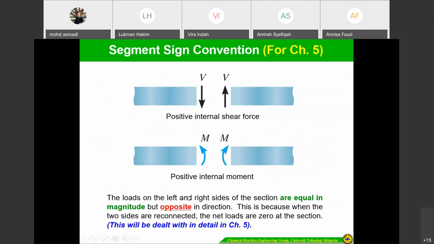The loads on the left and right side of the section are equal in magnitude but opposite in direction. This is because when the two sides are reconnected, the net load is zero at the section. So if you cut, this one is positive, this one is negative. When you connect these two, it becomes zero. This is the meaning of the internal force.